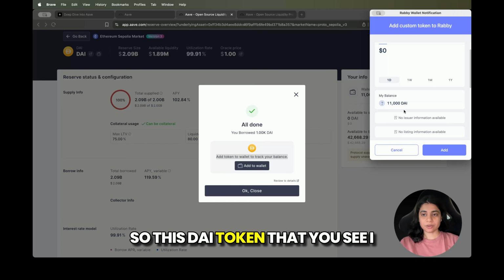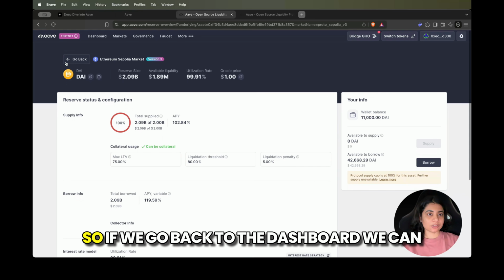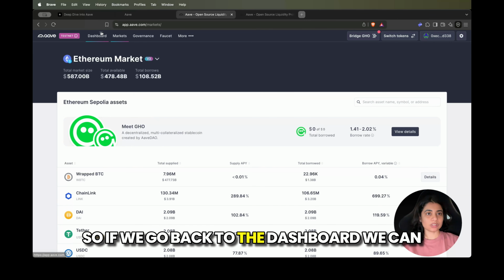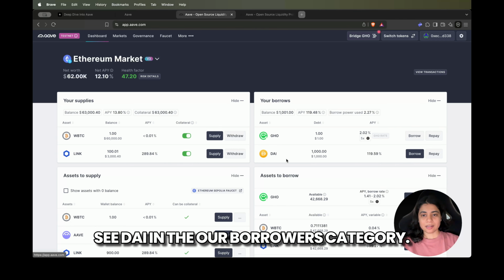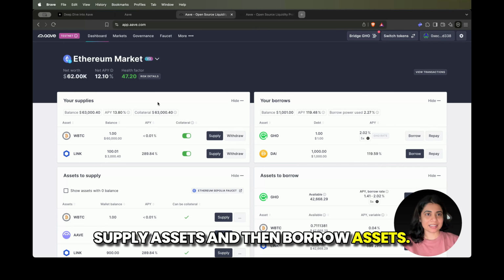So this DAI token that you see, I can add this. And let me close this. So if we go back to the dashboard, we can see DAI in our borrows category. And this is how basically you can supply assets and then borrow assets.